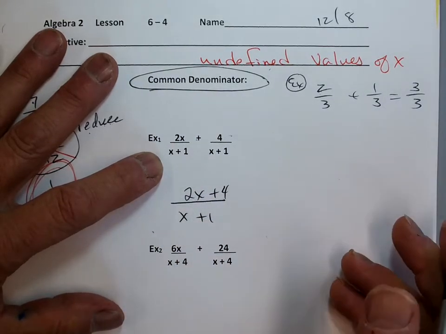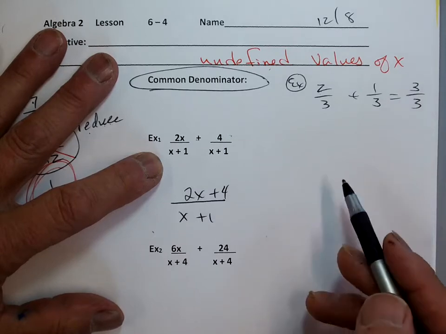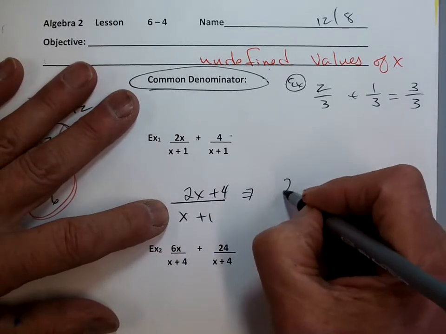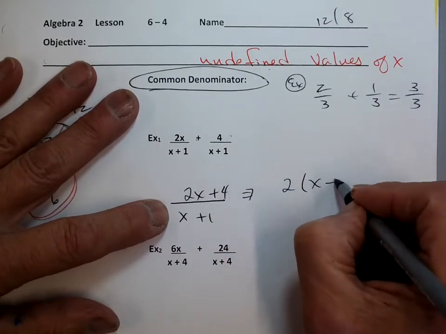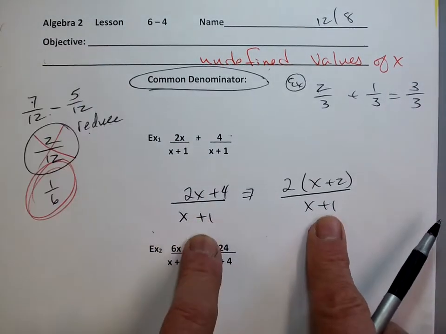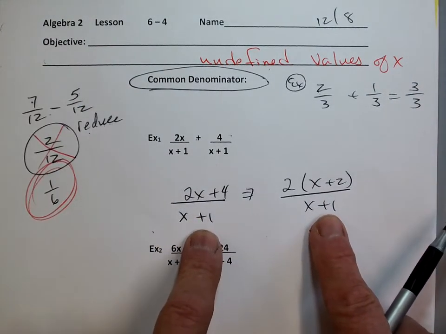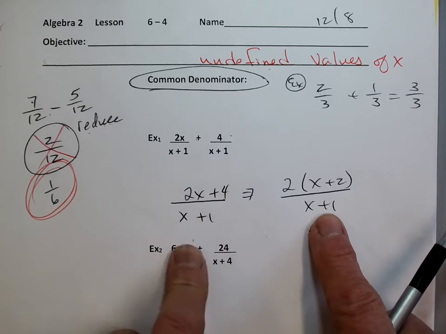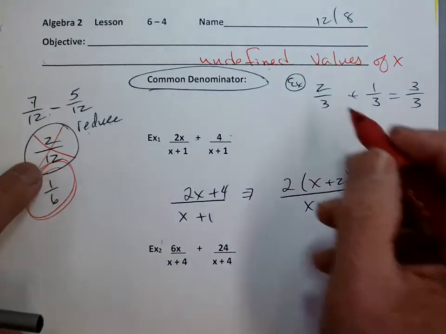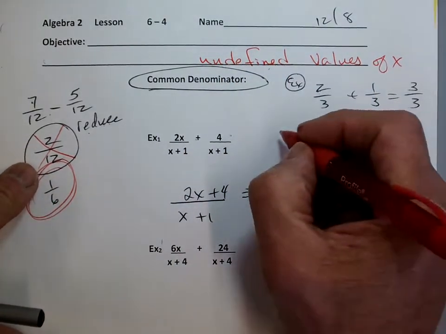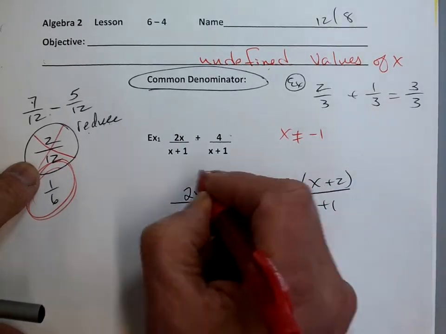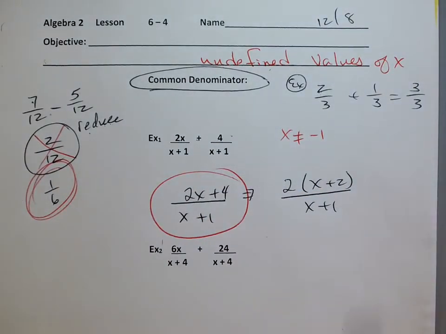Now, if I can reduce, I would. I don't think this is going to reduce for me, because if I factor out a common 2, I get 2 times x plus 2 over x plus 1. So either one of these answers is fine. This was actually a little bit simpler. We do know, though, in this example, if I had to ask for exclusions, undefined values of x, x cannot equal -1. But here's my answer to adding those two fractions.